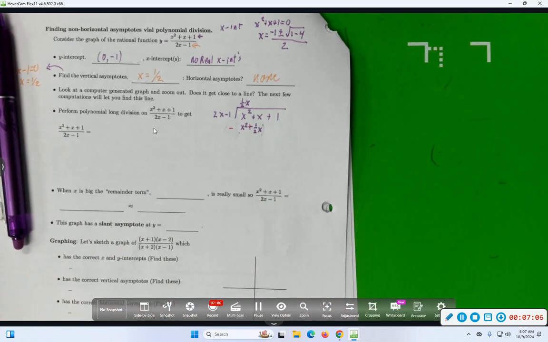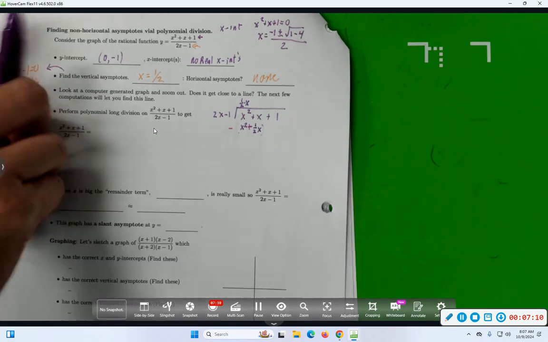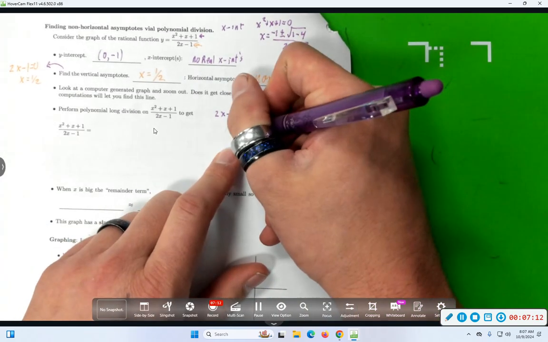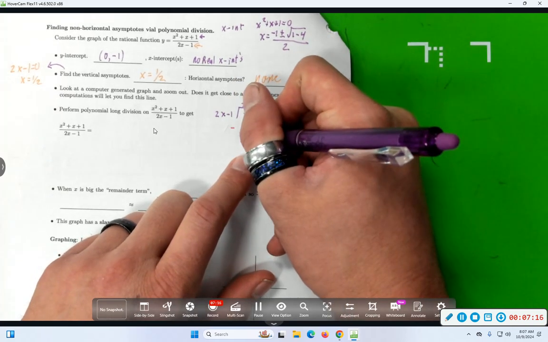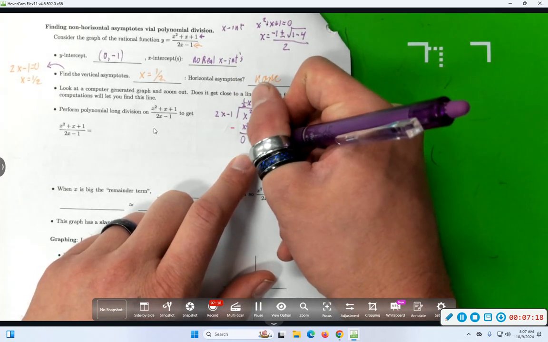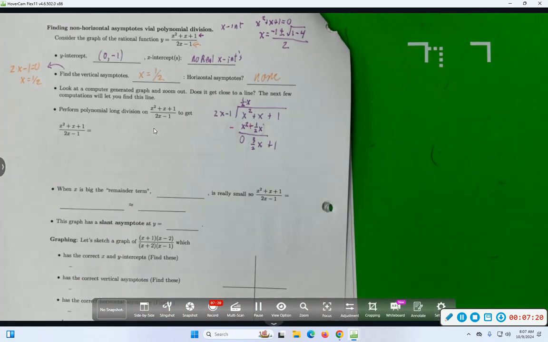All right, that seem okay? And now you just keep on going top to bottom. x squared minus x squared is 0. That's what I knew it should be. x plus 1/2 x is 3/2 of an x. And I'll bring down the plus 1 just because I'll need it a moment anyway.